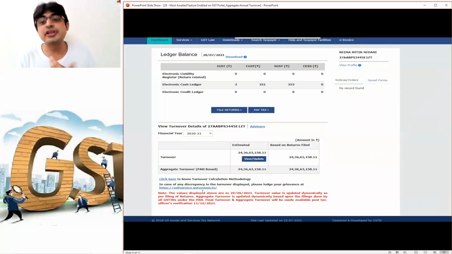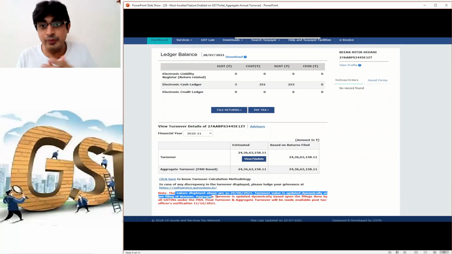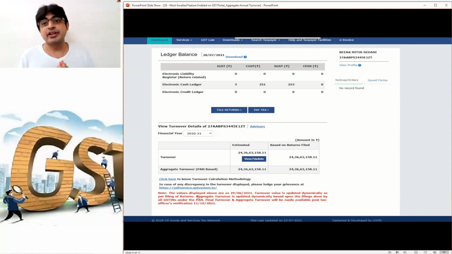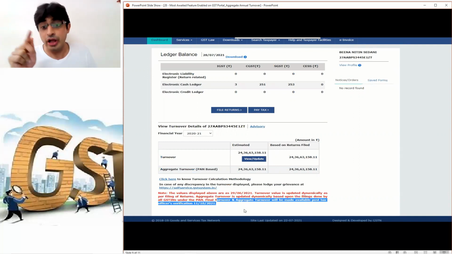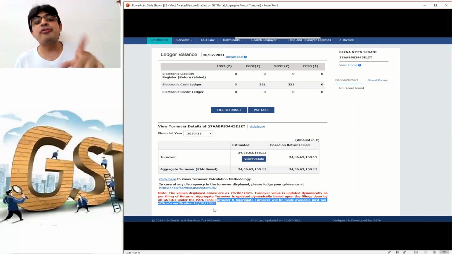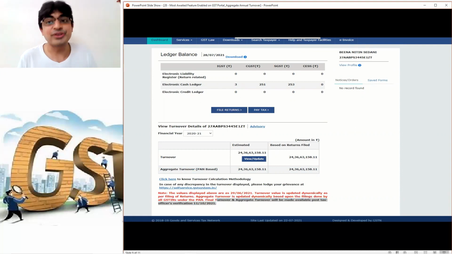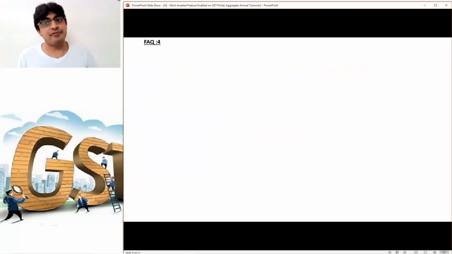See, it is written here only. If you log in, here they have mentioned, see in red color, they themselves have mentioned that the final turnover and aggregate turnover will be made available post officer's verification on 11th of October. Getting it? So please be careful with this.